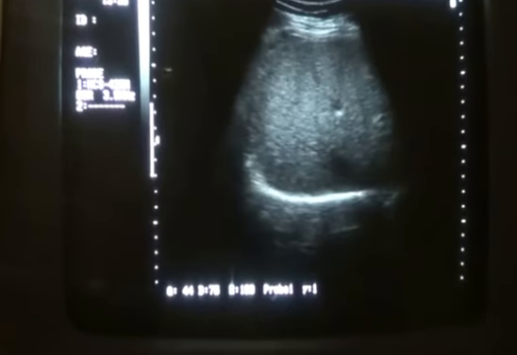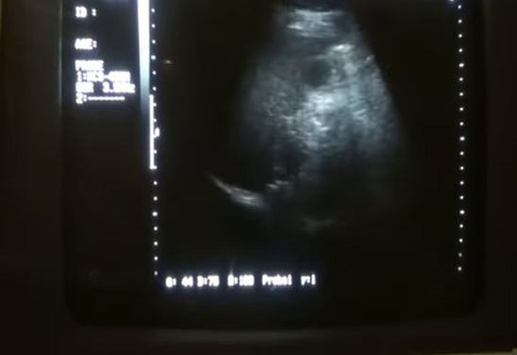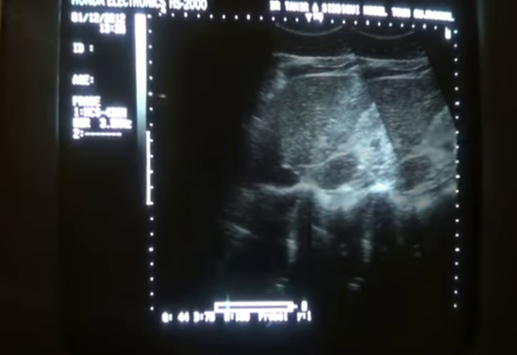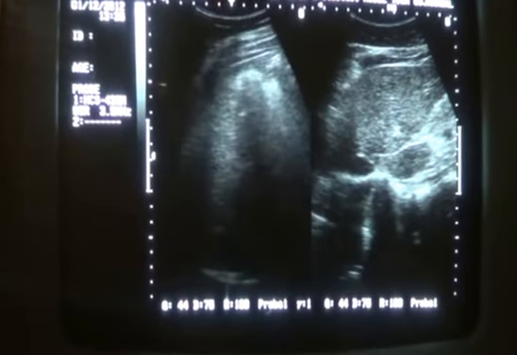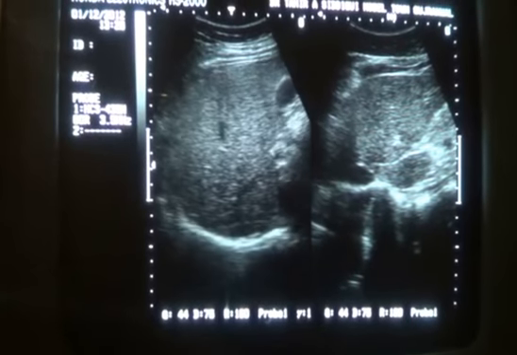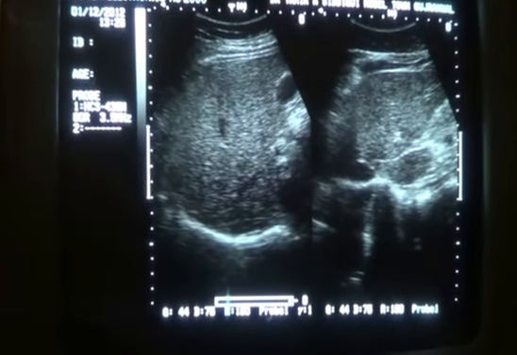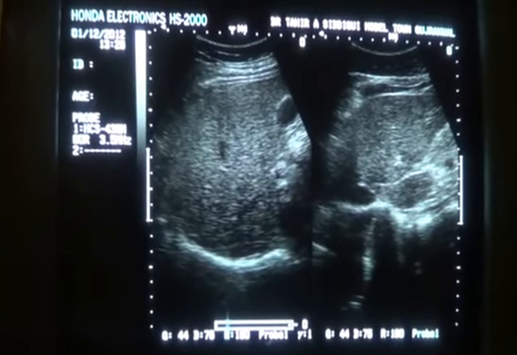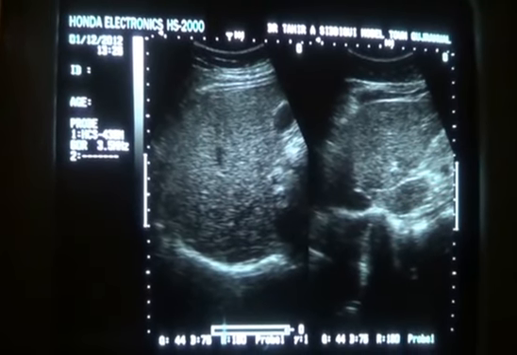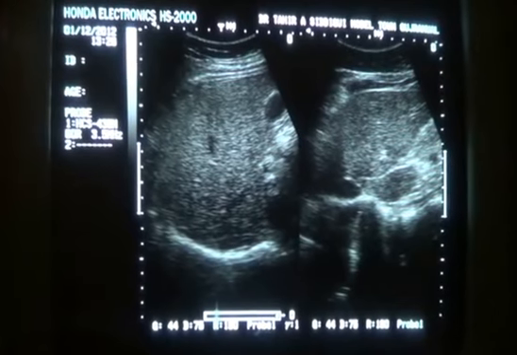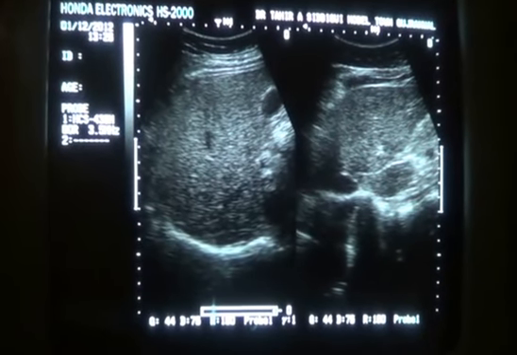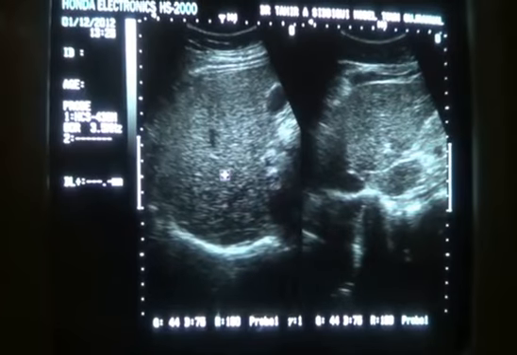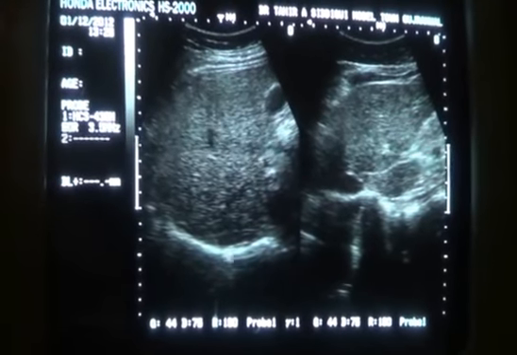This is the right lobe, and this is the left lobe. Now by none of the parameters is the liver shrunken or small or enlarged. If it is 12.2, then it is at the lower margin of the normal, whereas this liver is absolutely within normal.